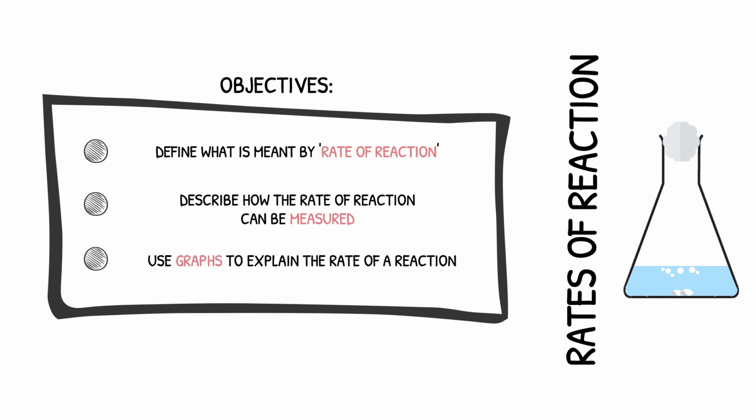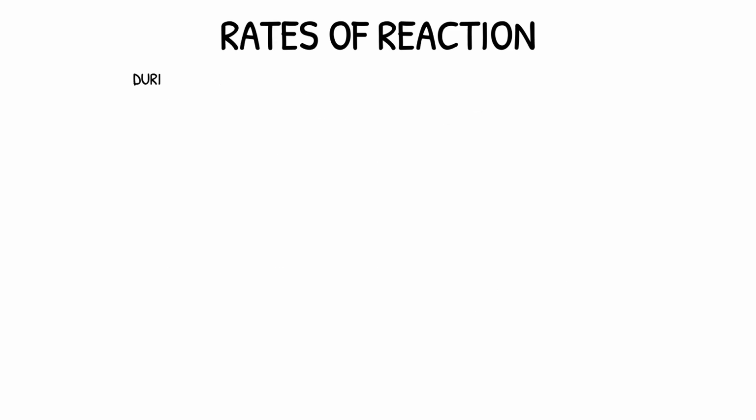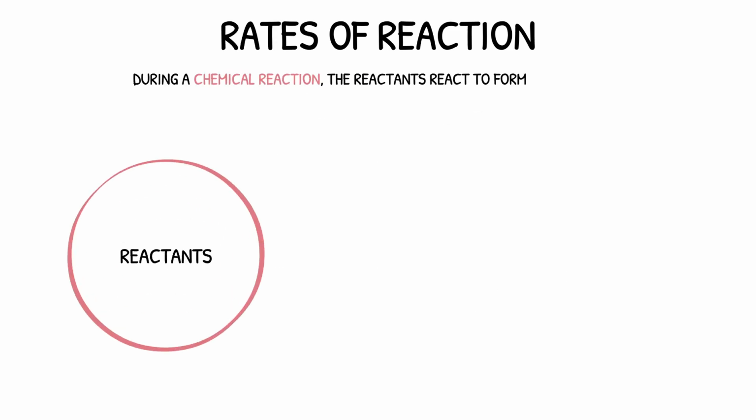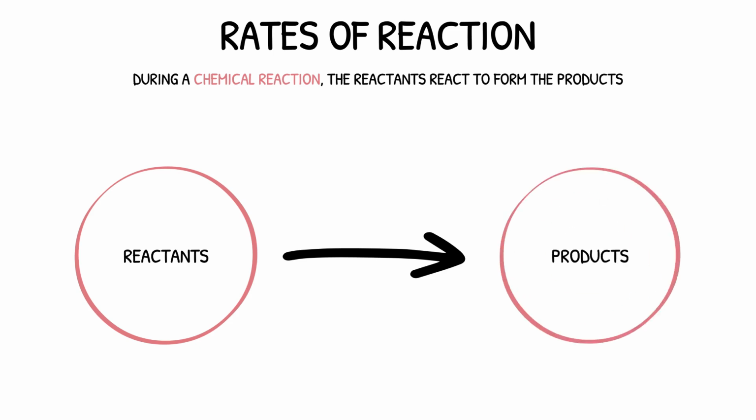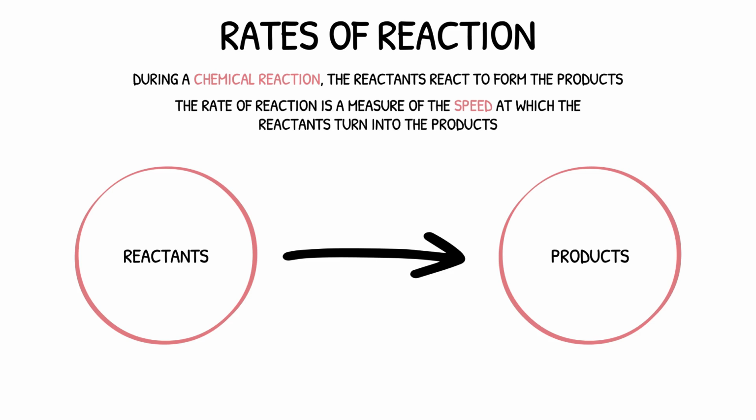So, let's go. During a chemical reaction, the reactants, the substances found at the start of a chemical reaction, react with one another to form the products, the substances found at the end of a chemical reaction. The rate of reaction is a measure of the speed at which these reactants turn into the products.